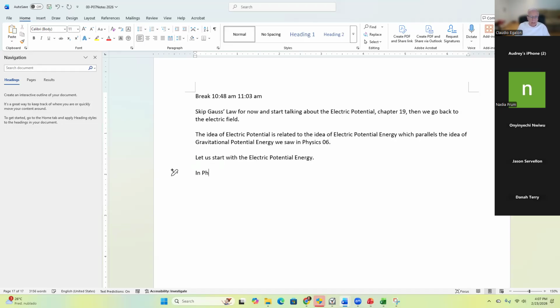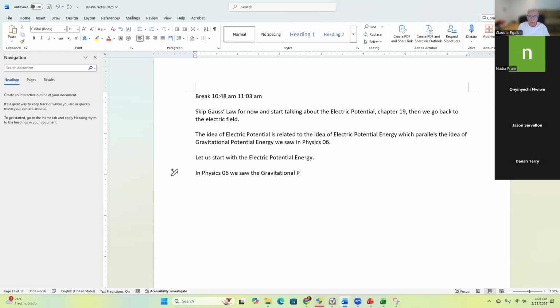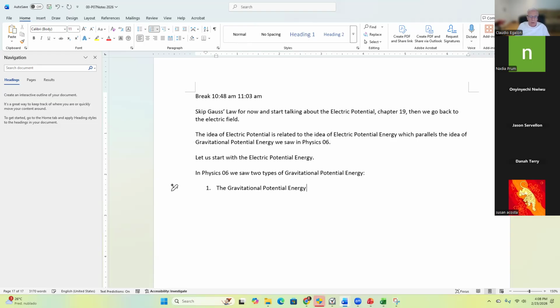Right? In physics 6, we saw the gravitational potential energy. We saw two types of gravitational potential energy. One, the gravitational potential energy of a mass nearby the surface of the Earth. And in this case, remember what the gravitational potential energy was? In this case, we put down U being mgy. Remember that?